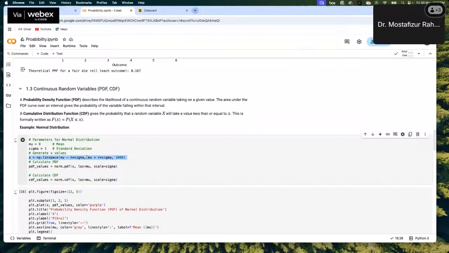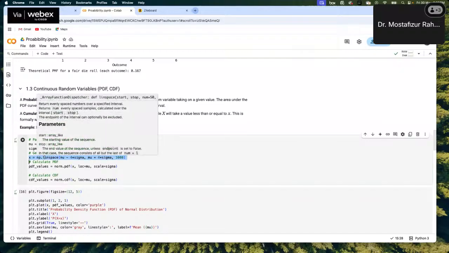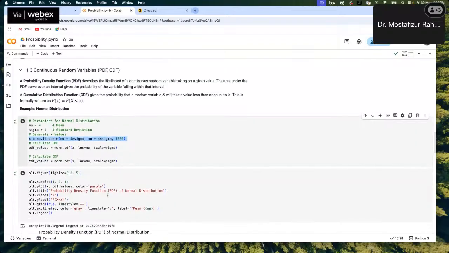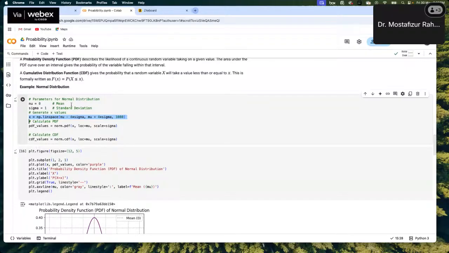Okay, this is just how this x is defined. You can take a different x, like np.linspace or np.arange from 1 to 10. This is just how it is defined. You can define this x in other ways. Okay.